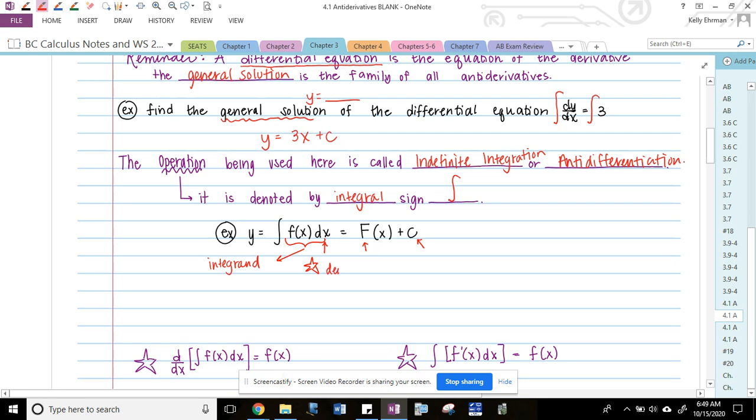So this denotes the variable of integration. You have to have a little dx on there. Sometimes it'll be du or dt. And then whatever that integral is equal to, it comes out as some equation. So capital F of x is our antiderivative, whatever that actual equation is, antiderivative of f. And c, remember, is the constant of integration.